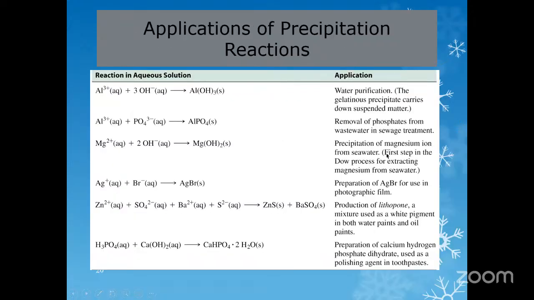And this is just giving you some examples of some precipitation reactions and their practical applications. So for example, this one, the first one, is used in water purification. Let's say you have a lot of aluminum present in water, you can add hydroxide ions that will form a gelatinous precipitate, which you can remove from your water. This here is used to remove phosphates from wastewater in sewage treatment, and so on and so forth. So there are some real applications of precipitation reactions.